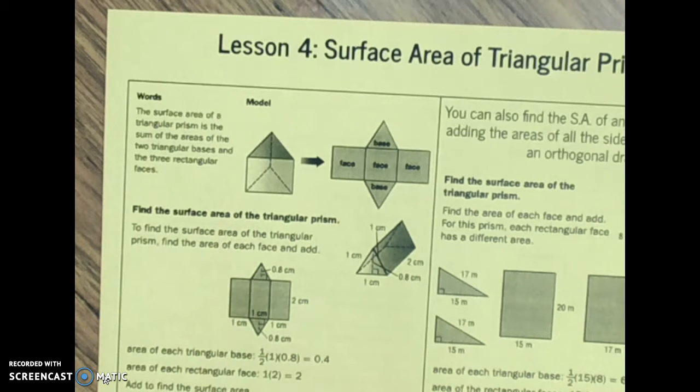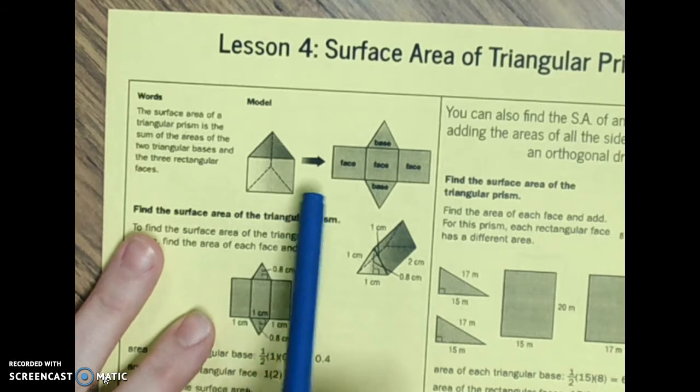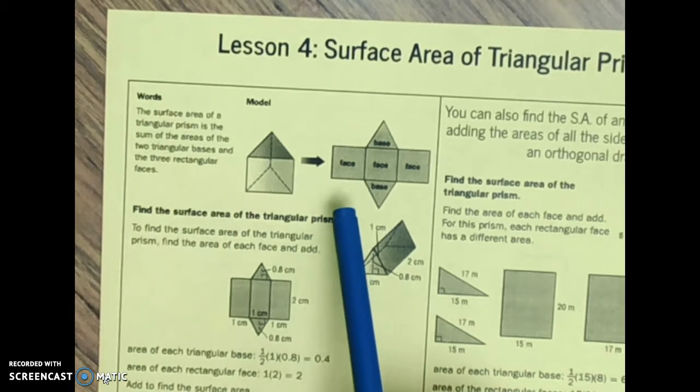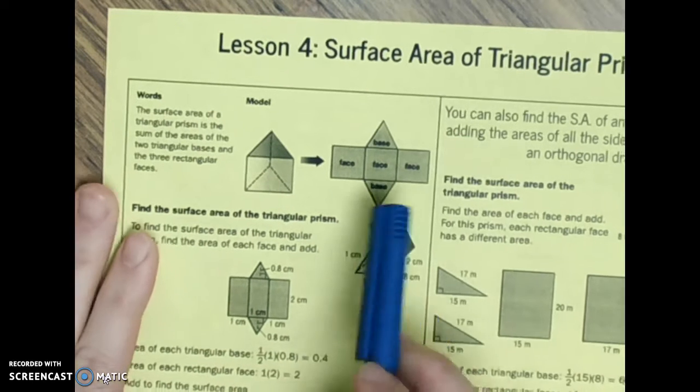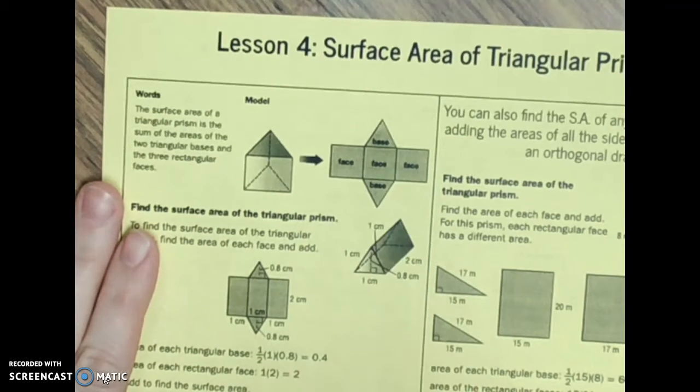A triangular prism, when we find the surface area of it, is the sum of the areas of the 2 triangular bases and the 3 rectangular faces. So you have a rectangle on the bottom and then 2 rectangles on the side, if you think of it like a simple tent. When we cut it apart, you can see the 3 rectangles and the 2 triangles.